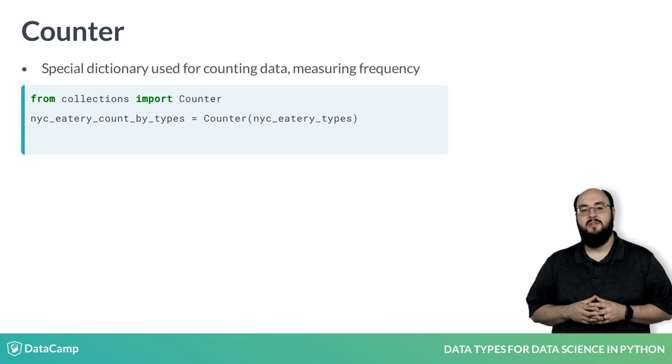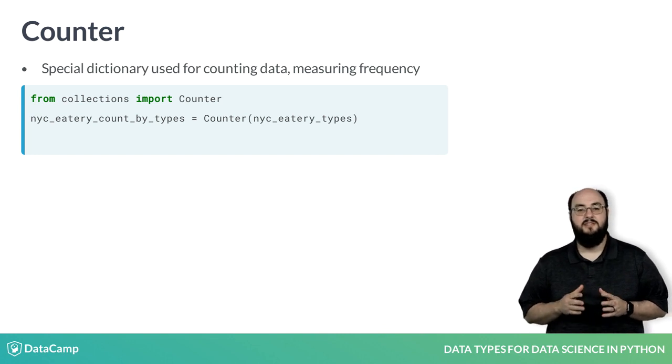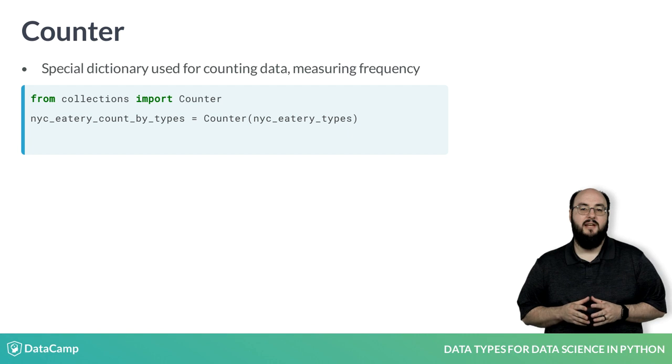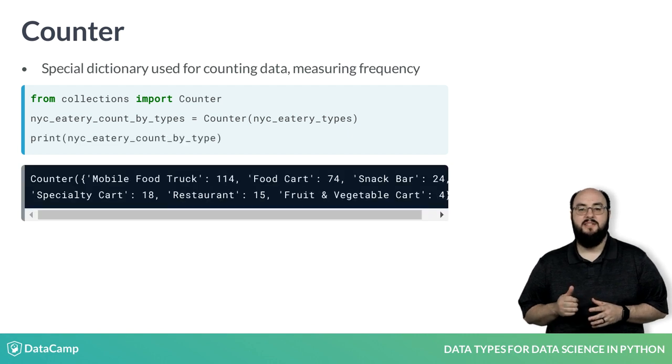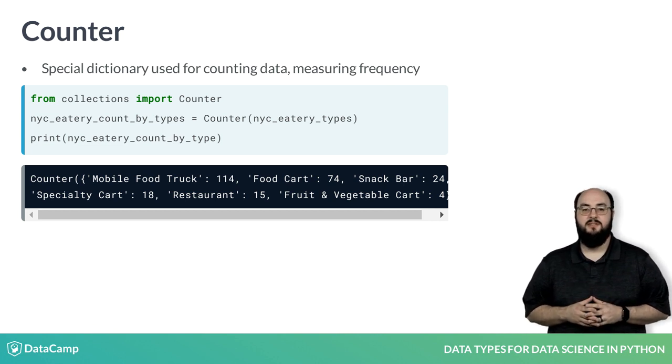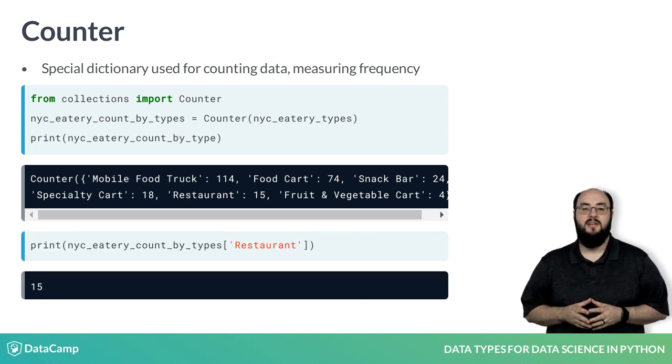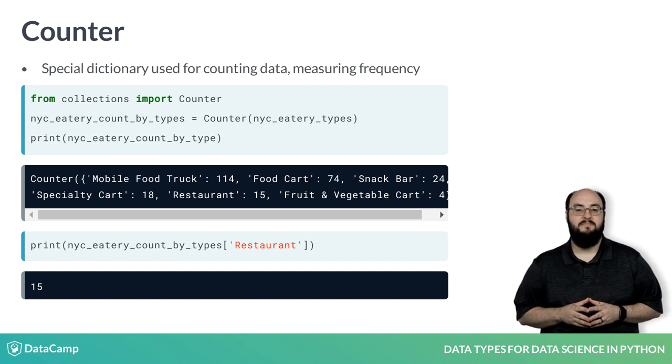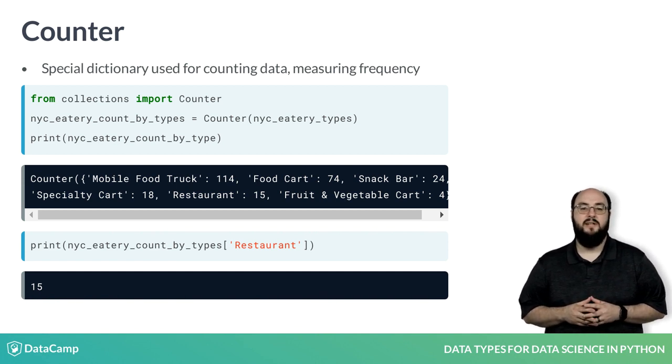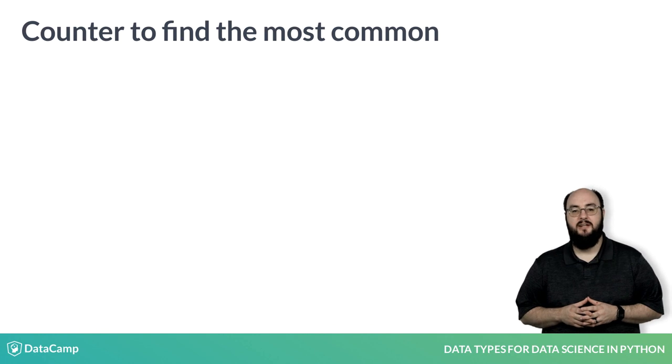Here I have a list named NYC Eatery Types that contains one column of data called type from a table about eateries in the New York City parks. I create a new Counter based on that list and print it. You can see each type from the list and the number of times it was found in the original list. I can also see how many restaurants there are in the Counter by using restaurant as the index and printing it. Counters also provide a wonderful way to find the most common values they contain.